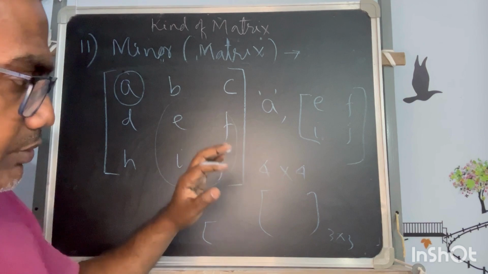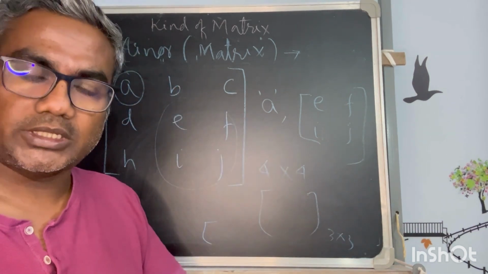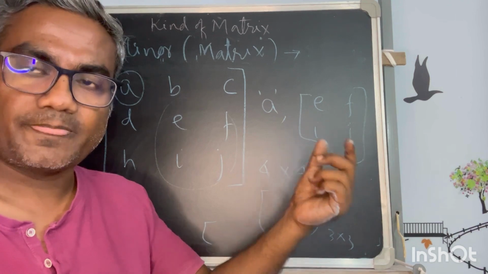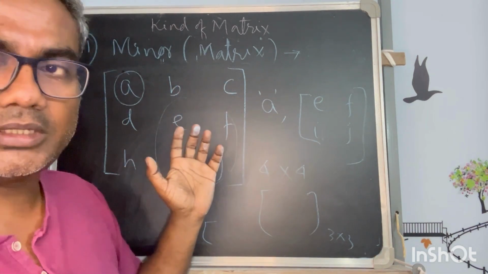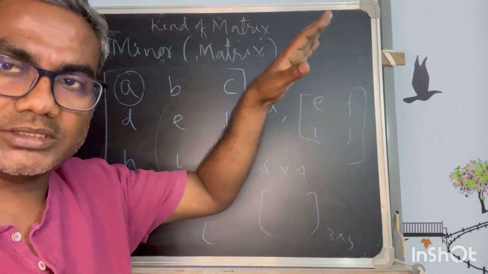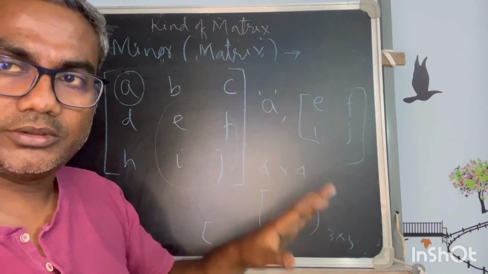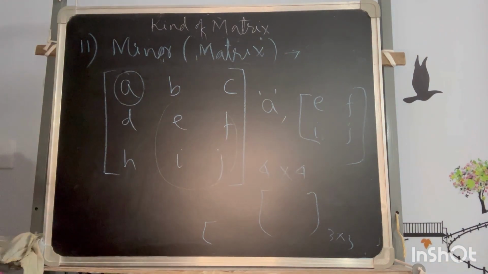Understood? Because below that the matrix will not exist. It will come down to a number only. So 2 cross 2 is the minimum size of the minor that is possible to drop down from a bigger order of matrix. Understood? So this is the minor.